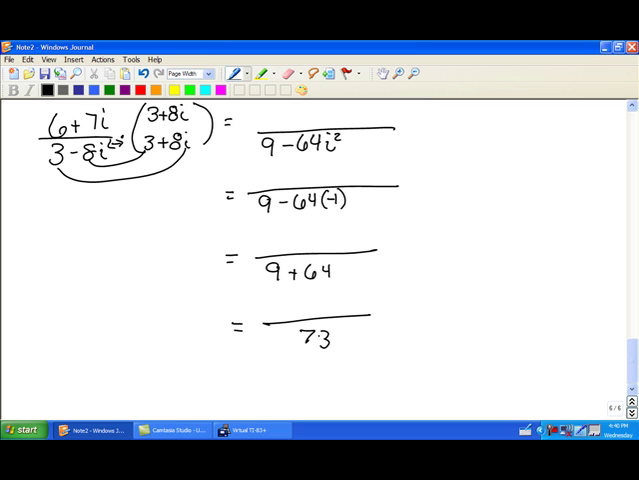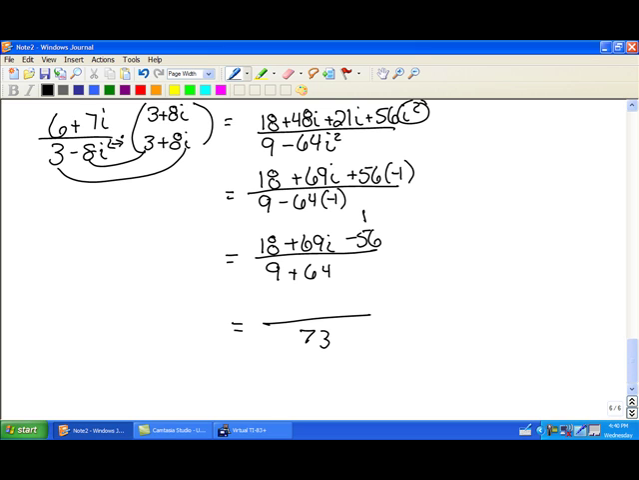On our numerator, using our distributive property, 6 times 3 is 18. 6 times 8i is a positive 48i. 7i times 3 is a positive 21i. And 7i times 8i is going to be a positive 56i squared. That's going to be 18. We're going to end up with 69 of the i terms when we combine like terms. And we're going to change the i squared to a negative 1. So we'll have plus 56 times negative 1. That's going to be the same thing as 18 plus 69i minus 56.